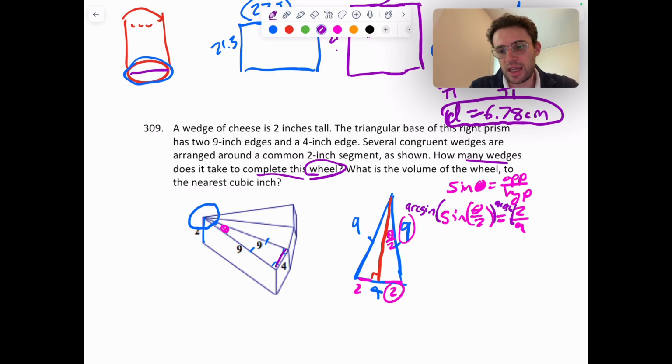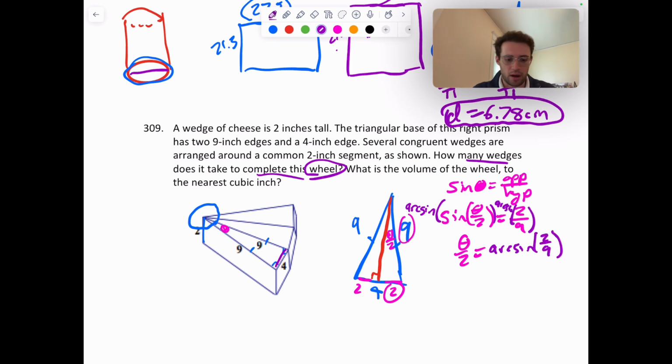So sine gives you, if you put an angle into a sine function, it outputs the appropriate ratio of the sides. In this case, we have the ratio of the sides. We want to go backwards. We want to find what the angle is that would give that ratio of sides. So in this case, we use arc sine or inverse sine. So that would leave us with theta over 2 is equal to arc sine of 2/9.